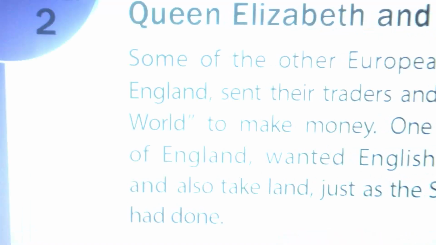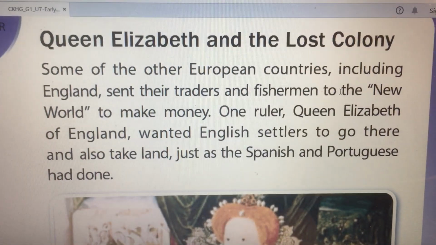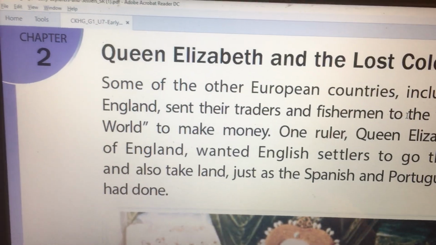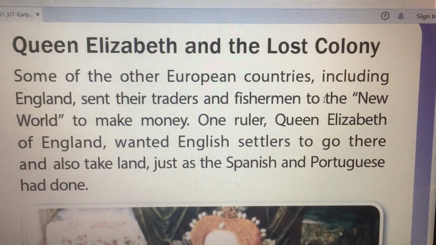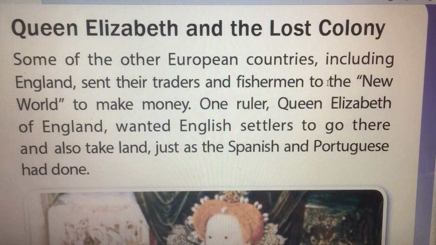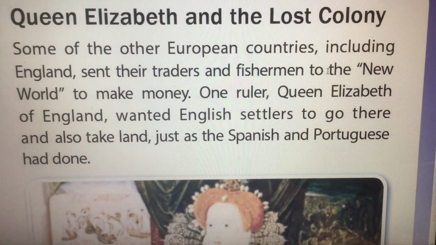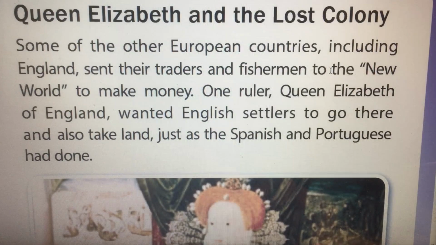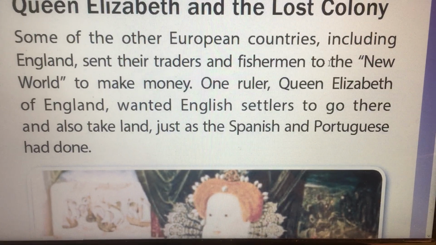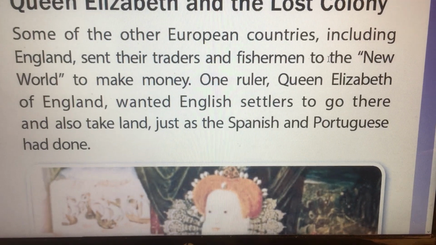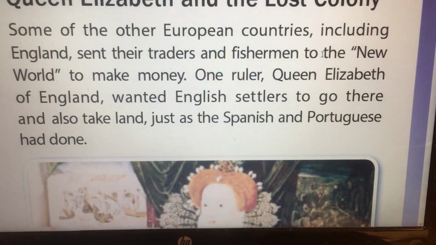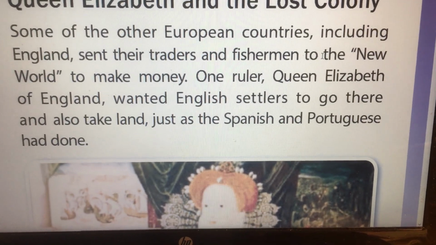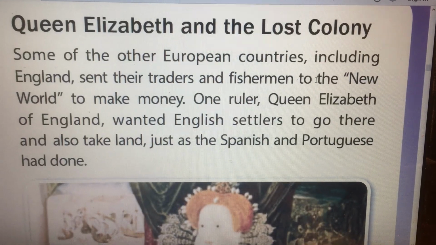All right, so now that we remember that, let's read about the settlers and explorers who came from England or the United Kingdom to North and South America. So the subtitle is Queen Elizabeth and the Lost Colony. Some of the other European countries, other than Spain, because the first chapter was about Spain, including England or the United Kingdom, sent their traders and fishermen to the, quote, New World, unquote, to make money. So that's what they called North and South America. They called it the New World.